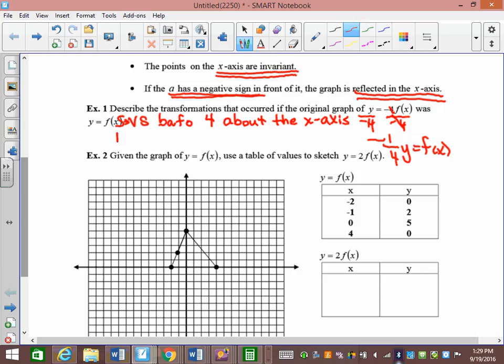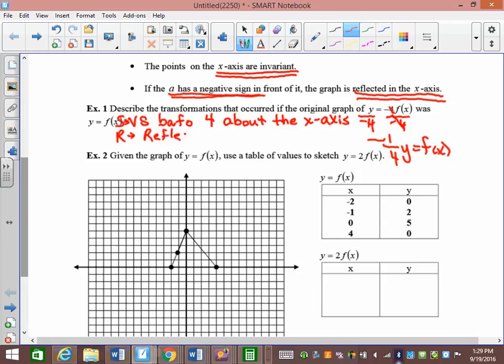What does that negative give us? A reflection. And because it's with the y, it's a reflection in the what? What's it a reflection in? The x-axis.